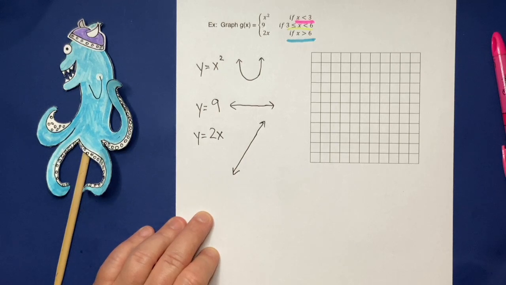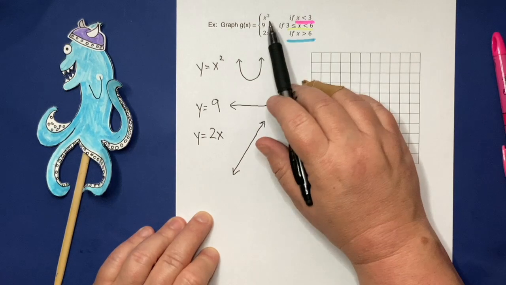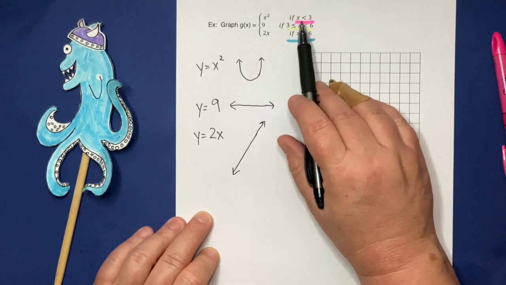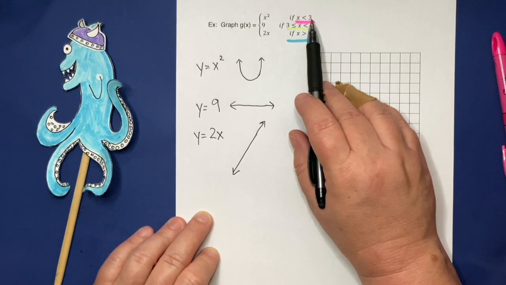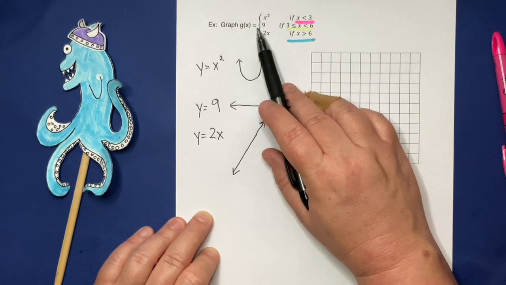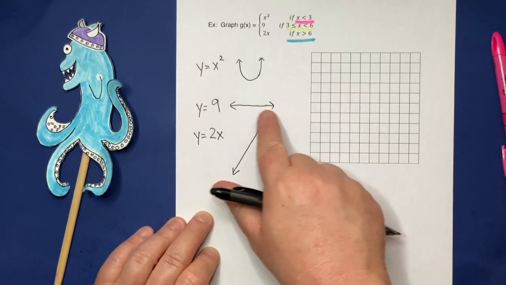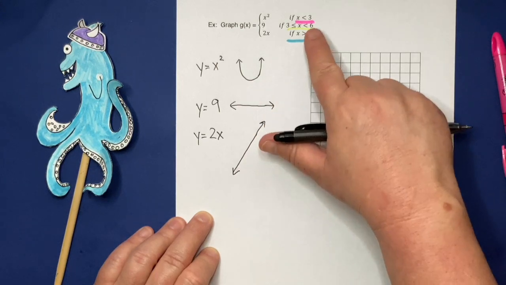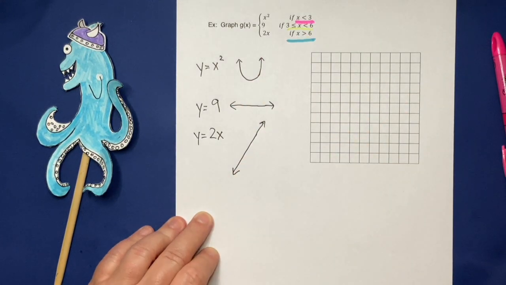And so what are we going to do? Well, we're going to create a Frankenstein's monster of these. We're going to cut part of the x squared. So we're going to take a piece of the x squared for all points less than 3. Then we're going to take a piece of the 9 for the points between 3 and 6. And then we're going to take a piece of this for whatever x is greater than 6.